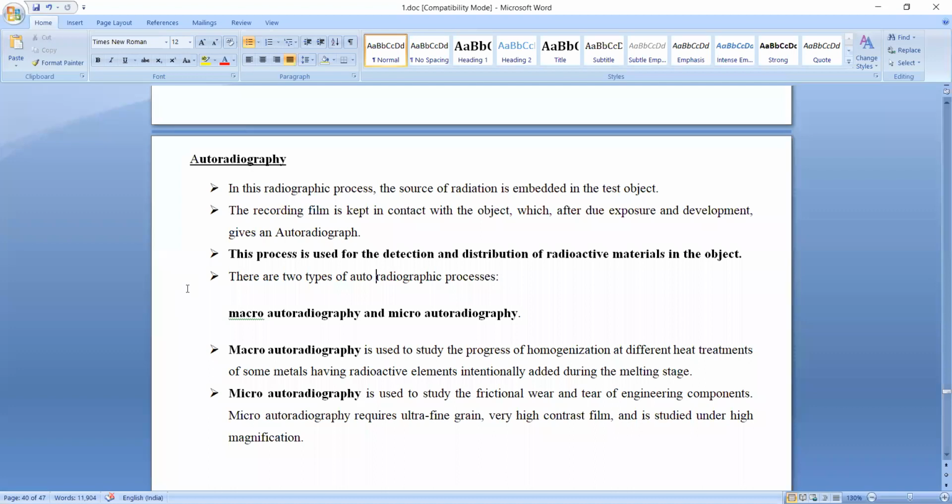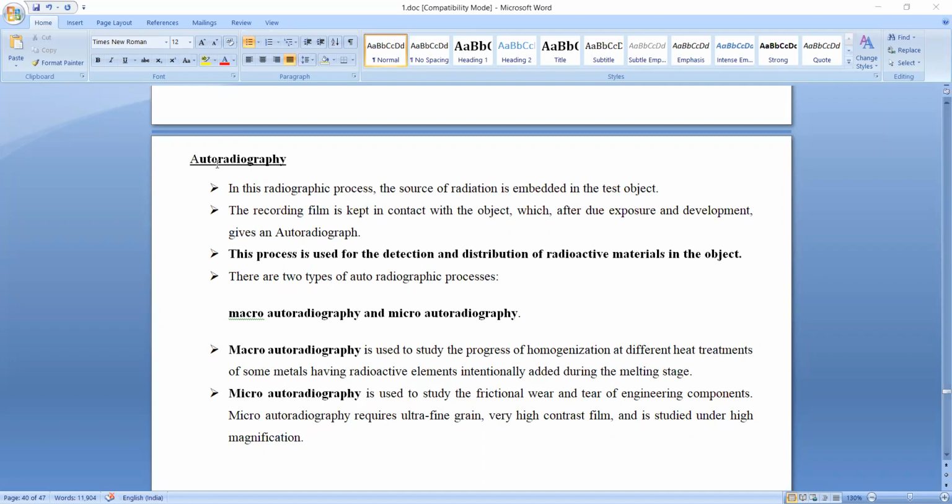Okay, in this process we are using ultra fine grain films. Ultra fine grain, because these features are very minute, so we need to get a high resolution picture. For that purpose we are using ultra fine grain films, high contrast films, for autoradiography.